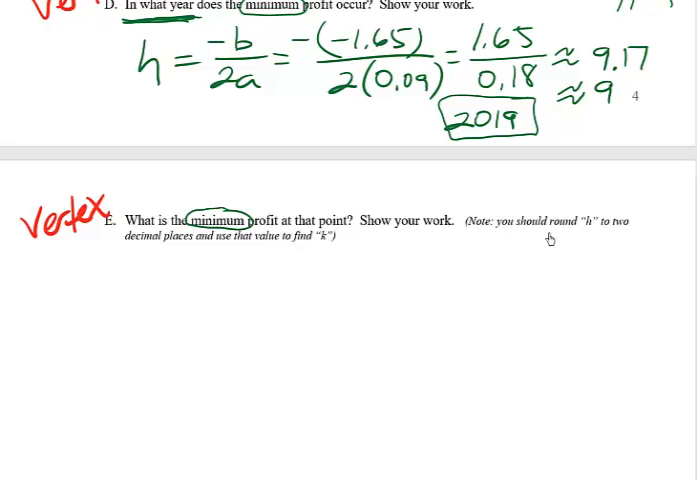Now read the fine print here. This is important for the homework as well. We rounded that h to the nearest whole number when we gave our answer here, but the problem is I need to use the h in order to find the k, and so if I use 9, I'll be pretty far off as far as the k goes, and so the instructions say, listen, please use h rounded to 2 decimal places in order to find k, and I believe you'll see similar instructions in my math lab.